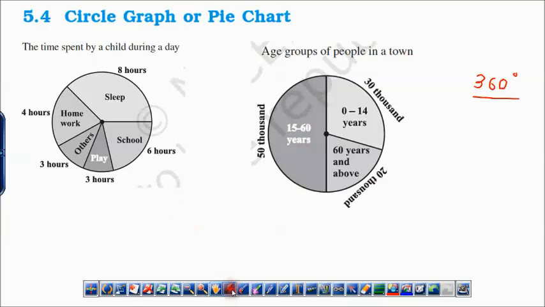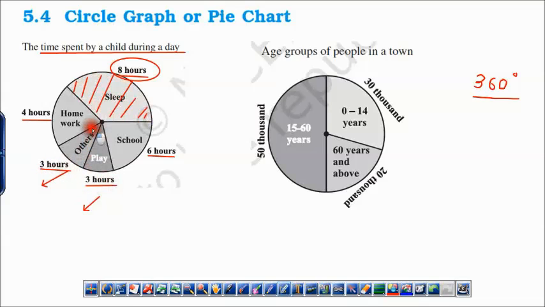For example, look at this pie chart. 8 hours of sleep, 6 hours of school, 3 hours of play, 3 hours of other, and 4 hours of homework. This is a routine life of a student, time spent by a child during a day. The biggest time is 8 hours. Therefore, when you look at how much area does that have, it's the biggest area. This represents 8 hours. And 3 hours are same thing. Therefore, if you see, others का area और play का area same है.